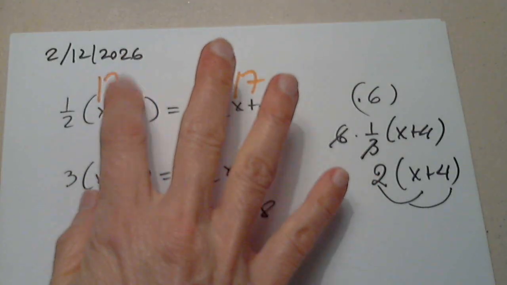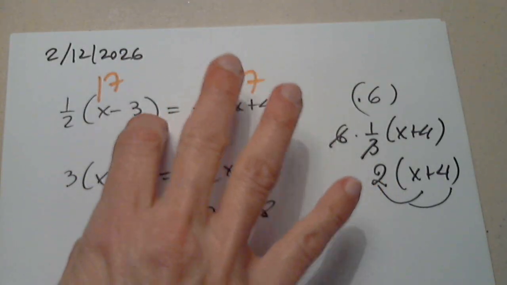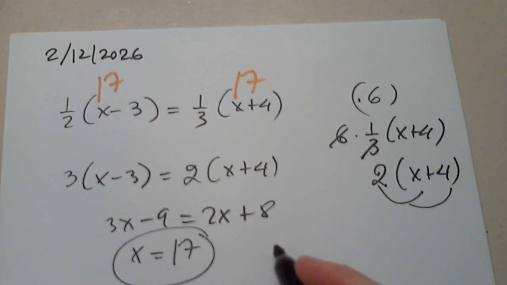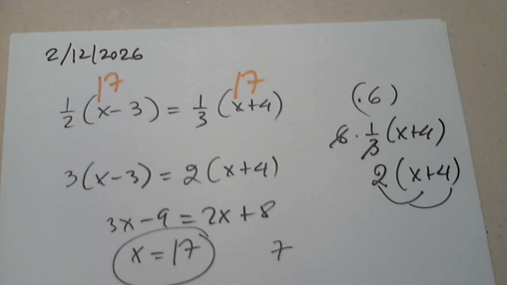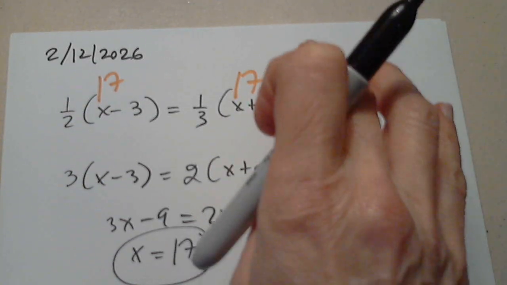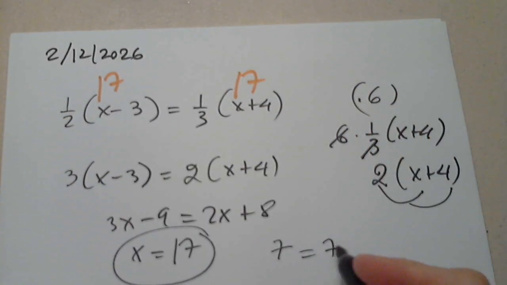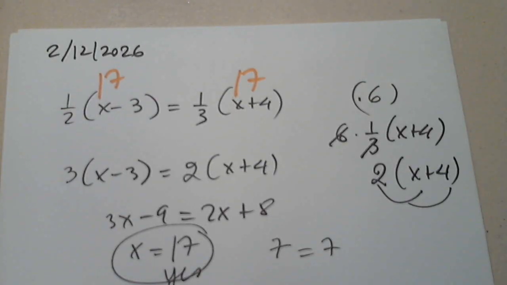So 17 minus 3 is 14. 14 divided by 2, the left-hand side is 7. If I don't get the left-hand side to be 7, then this is wrong. 17 plus 4 is 21. 21 divided by 3 is indeed 7. And I know I'm not going to lose points.